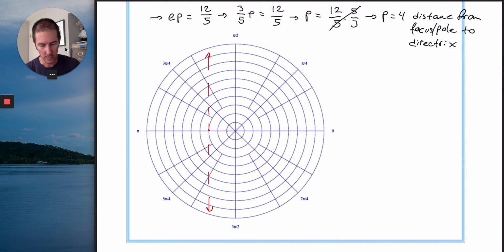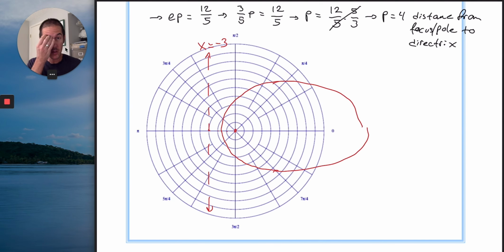So our directrix, you could label this as x equals -3 if you like. That's not a polar equation, by the way. That's a rectangular equation, x equals -3. And we know that our ellipse is going to be, at least part of it, curved or cupped or concave around the pole, which is the focus. What's the rest of this graph going to look like? Well, I don't actually know how far out it's going to go, but remember that this ellipse is going to have symmetry about the horizontal axis, the x-axis, the polar axis.